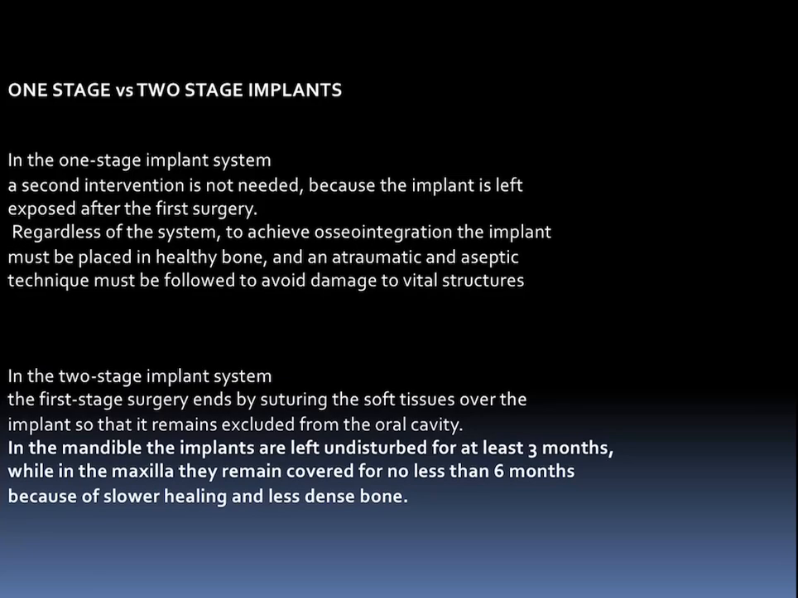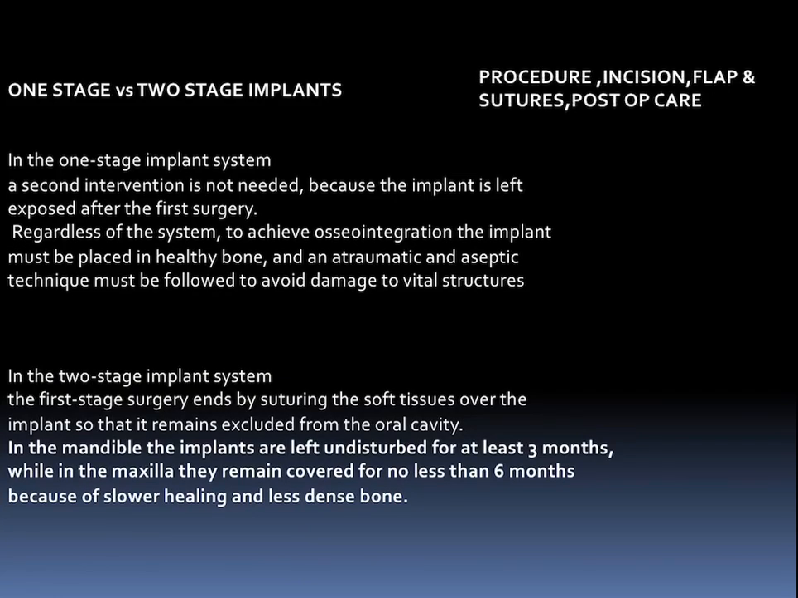But when I talk about a two-stage implant system, only the implant placement is done during the first stage surgery, and during the second stage surgery we open and expose the implant, and then abutment placement is done. The gingival collar is allowed to form, and once the abutment has been placed, the impression is taken and the prosthesis is given. So two-stage implants basically need surgeries twice.